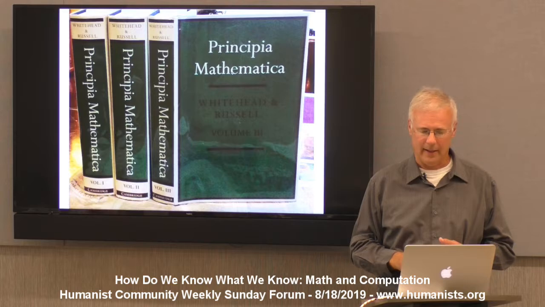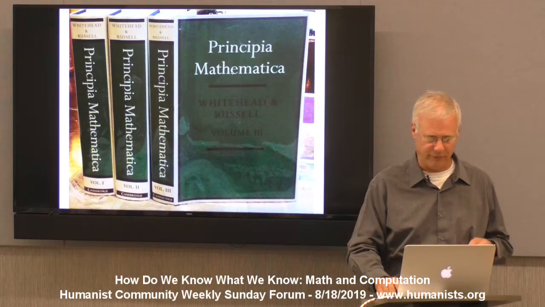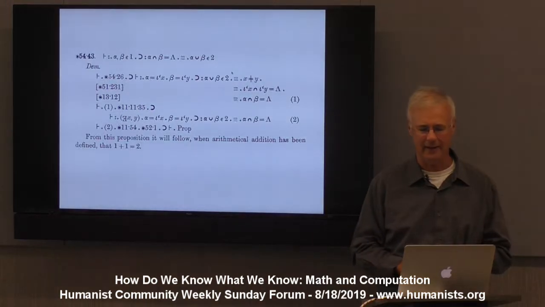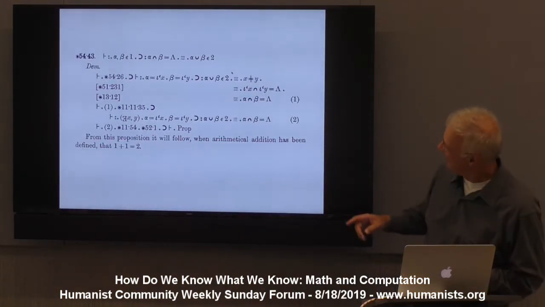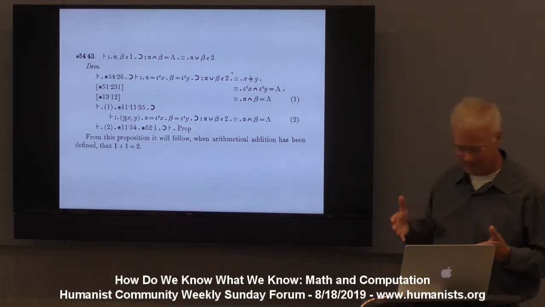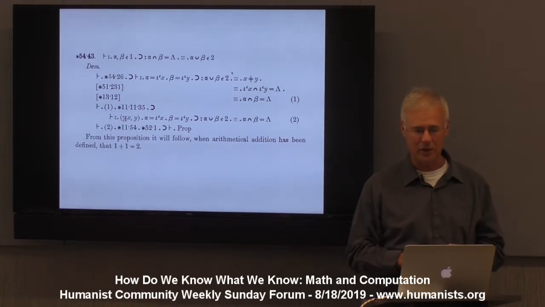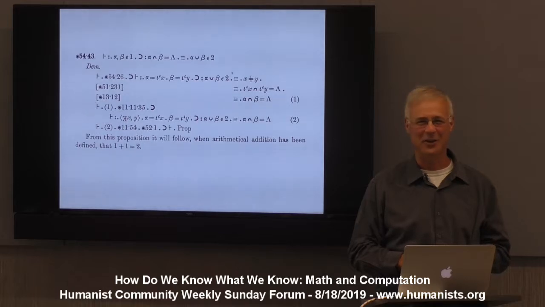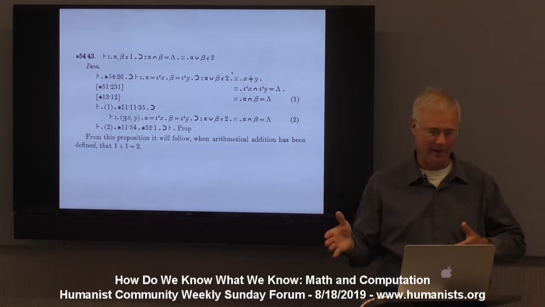They wrote this 3-volume set, Principia Mathematica, where they tried to sort all this out in a different way. No one reads this today. Just to give you a flavor of what's inside it, this is one famous excerpt from inside this 3-volume set. And at the end here, this is like the middle of volume 2, they say, from this proposition it will follow, when arithmetical addition has been defined, that 1 plus 1 equals 2. So this, 1.5 volumes to get to that point.